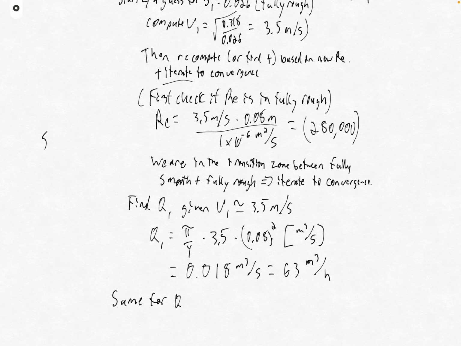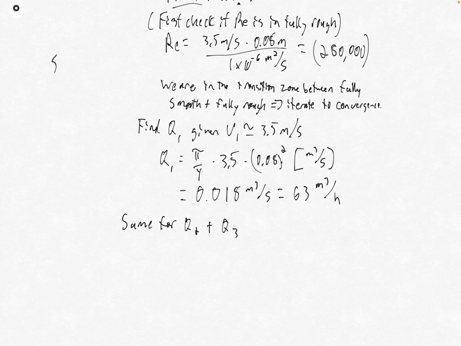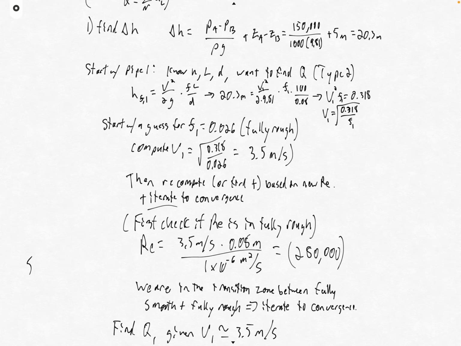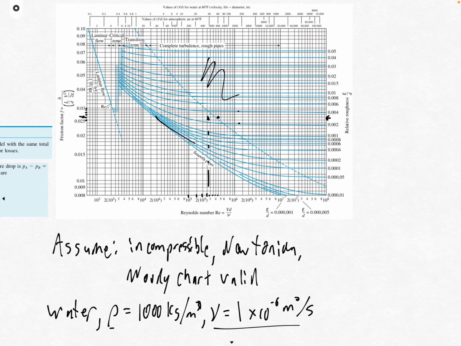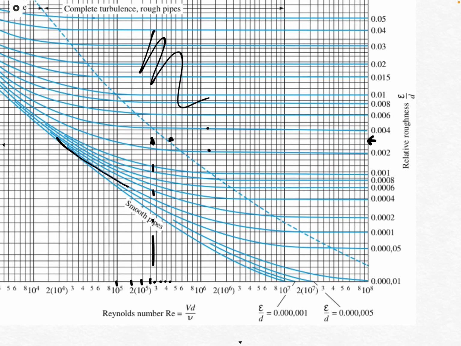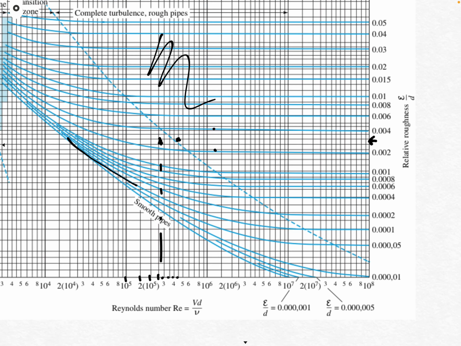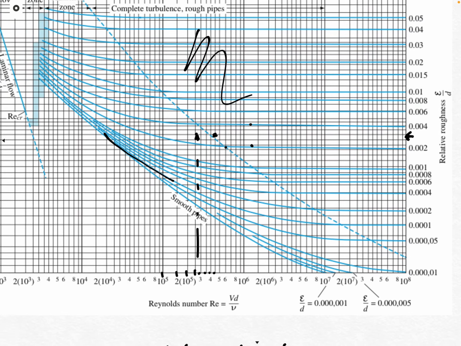And then the next step, I would do the same thing for Q2 and Q3. So just briefly, for pipe number 2, we're given, in this case, that epsilon over D is 0.002. So that means now we're right on this line here. Again, we're going to start our guess in this fully rough region.